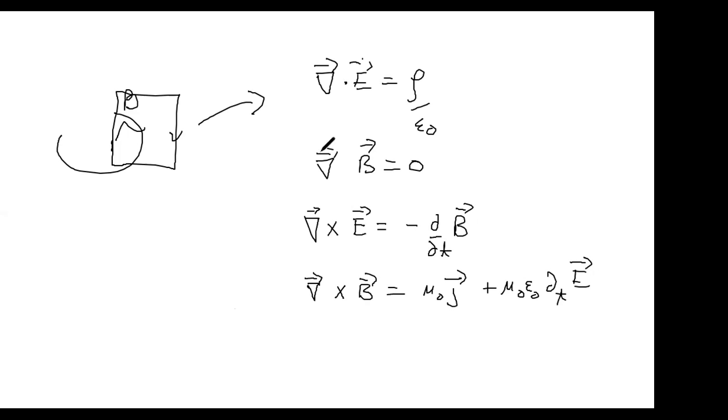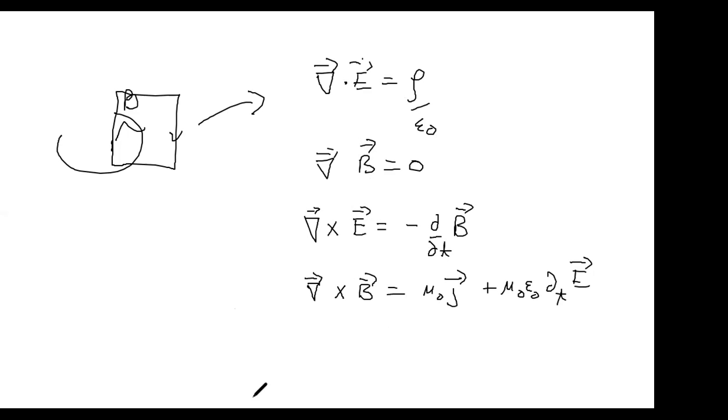Okay, so you have to watch the videos for the derivation of this. But everything we've been talking about with Gauss's law and Ampere's law and Faraday's law can all be expressed like this. And what you can see is that the magnetic field is perpendicular to the electric field because of a cross product.